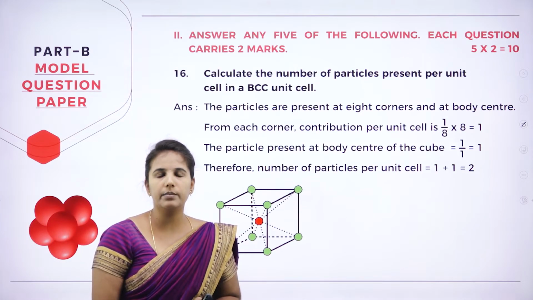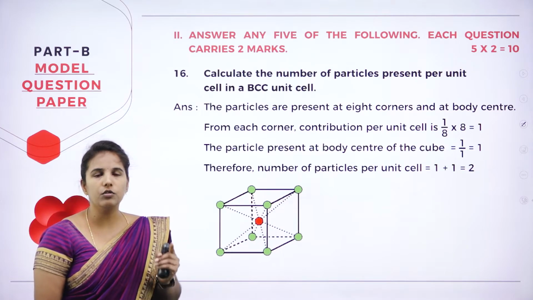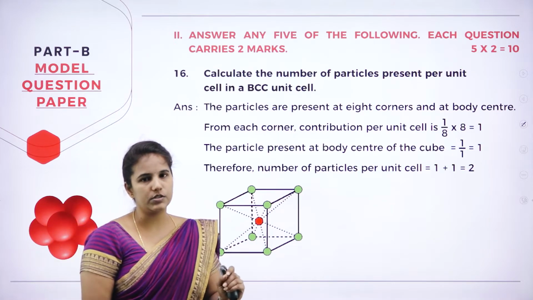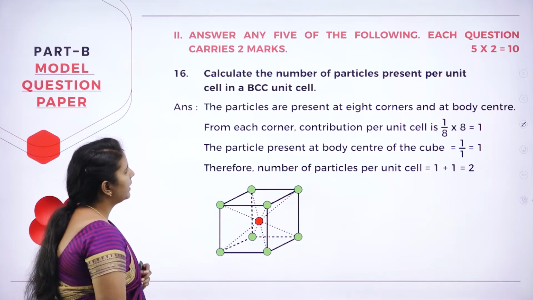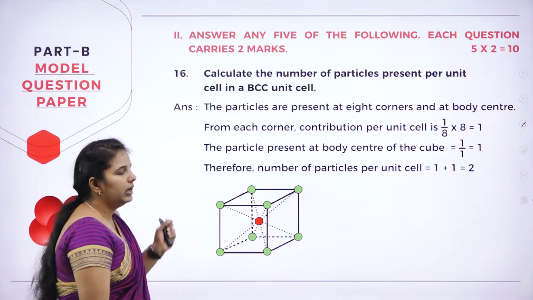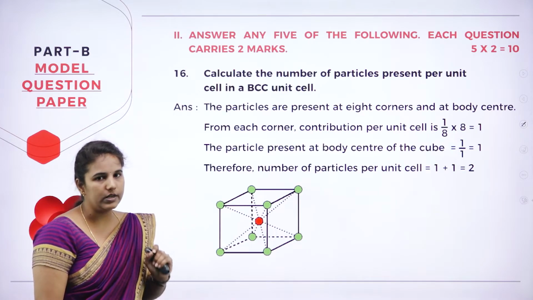Again in Part B, there will be 10 questions. Each question will carry 2 marks. You need to attend only 5 questions. So I'll go with the first question. Calculate the number of particles present in a BCC unit cell, that is, a body centered cubic unit cell.